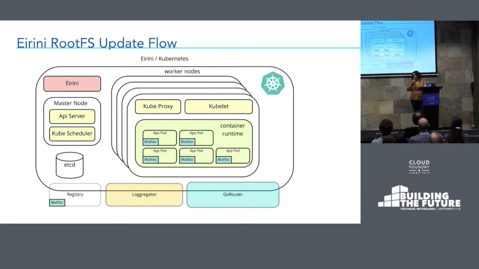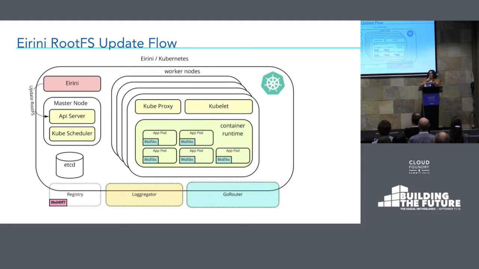So the very first thing that's going to happen in this flow, here what you see, this 8.6D, is a particular version of a RootFS. This is EiriniFS, which is a repackaging of CF Linux FS3. So the first thing that's going to happen is we need to update that image on the registry. This means that any new pods that are going to get created are going to now have the correct new version of the RootFS. However, we still have all these existing app pods, and they need to get updated too.